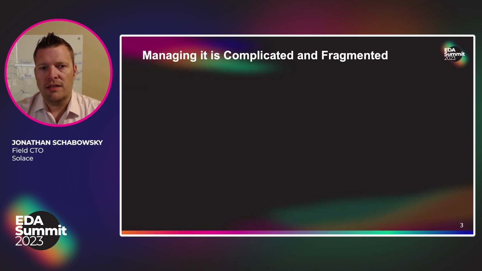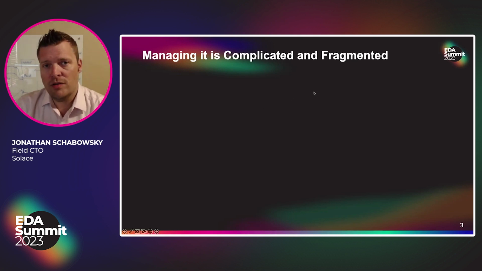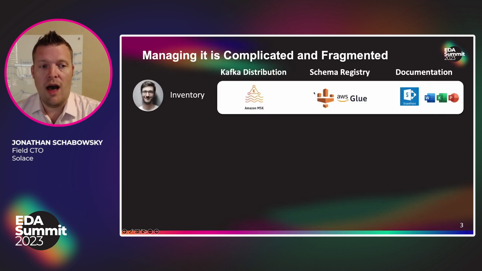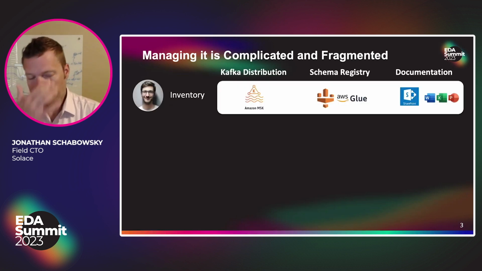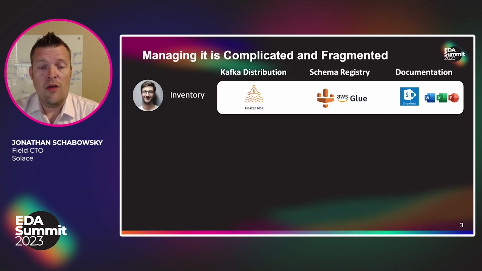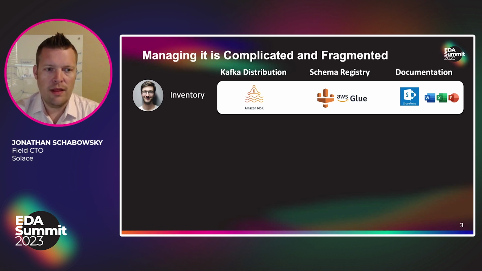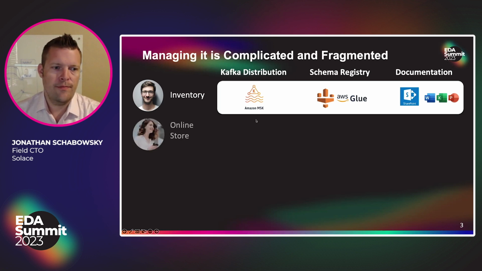But what we also are seeing is that the ability to manage it and govern it has become increasingly fragmented, complicated, and almost unable to accomplish. If we take an enterprise, let's say you have an inventory team, they might have chosen Amazon MSK, they're all into Amazon Cloud as an example, and they document things using the Office suite of tools. They put documents in SharePoint, and their team ultimately is responsible for their own documentation within that SharePoint site.